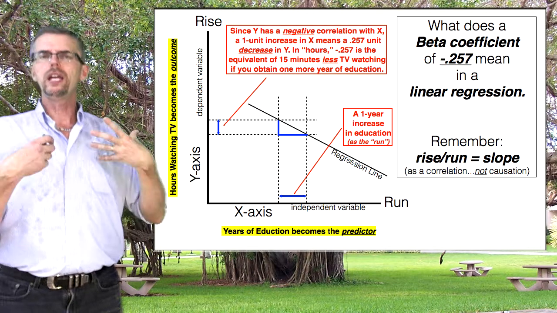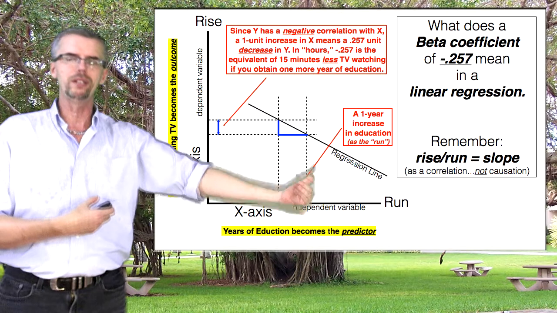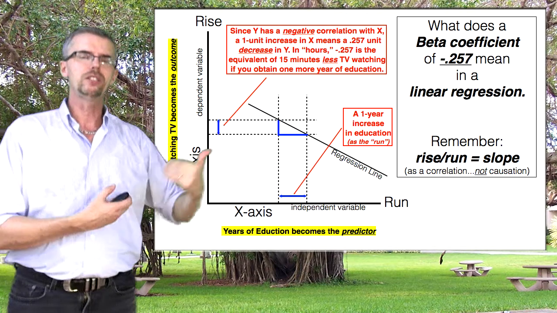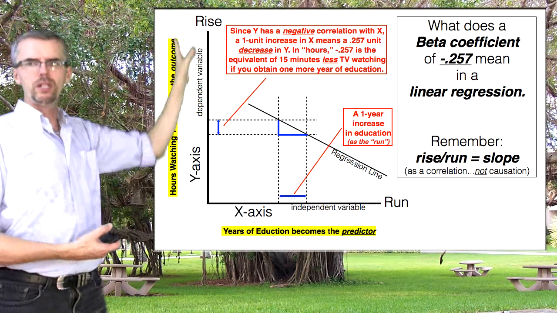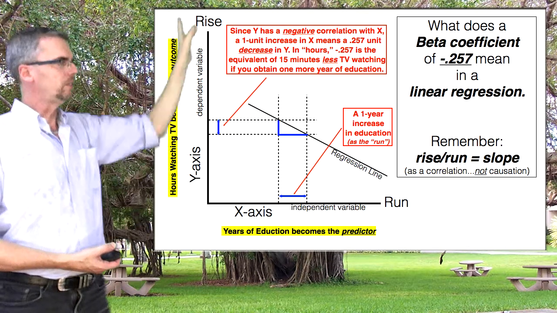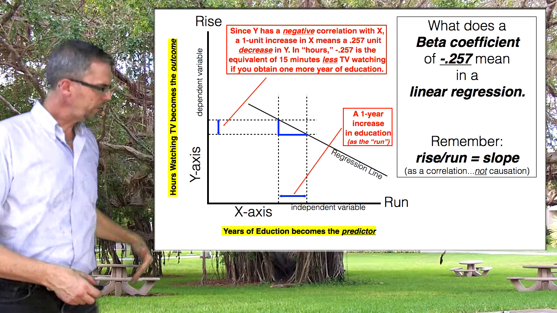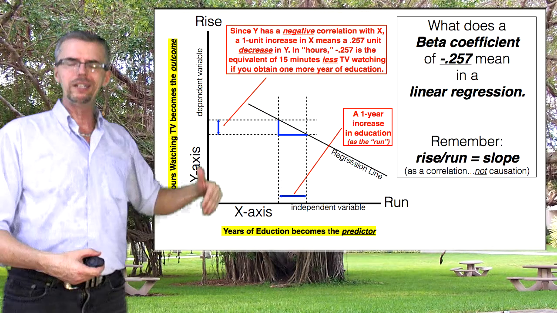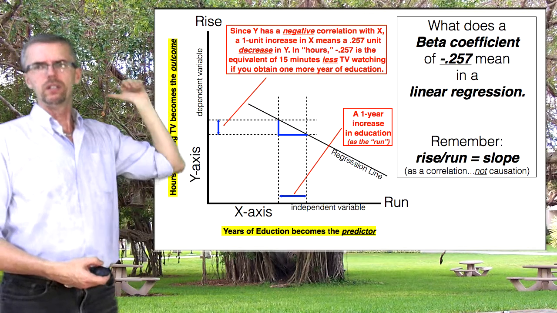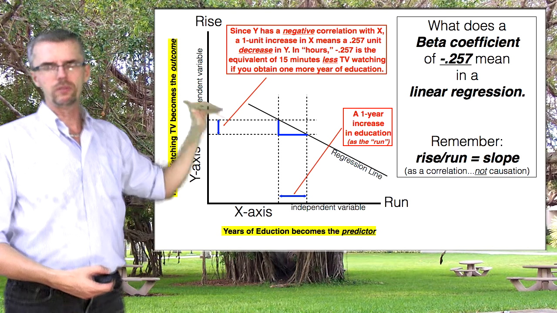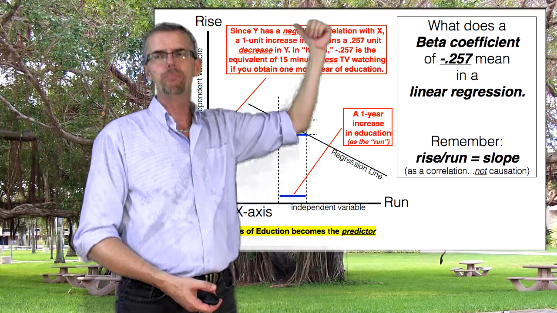So if I look at somebody who has 15 years of education, what does that predict for me as it relates to how many hours of TV they will watch in a week? And so the hours of watching TV become the y-axis, or as it states in this chapter here, the outcome. So we have a predictor and we have an outcome. So what this tells us then is that for every additional year of education, there is a minus 0.257 decrease in hours of television watched. This is where the beta coefficient comes from. That's what a beta coefficient of minus 0.257 means.